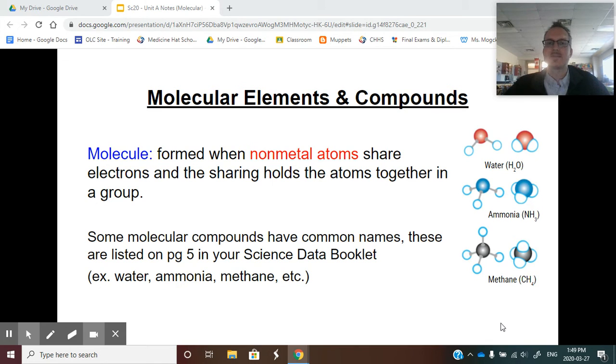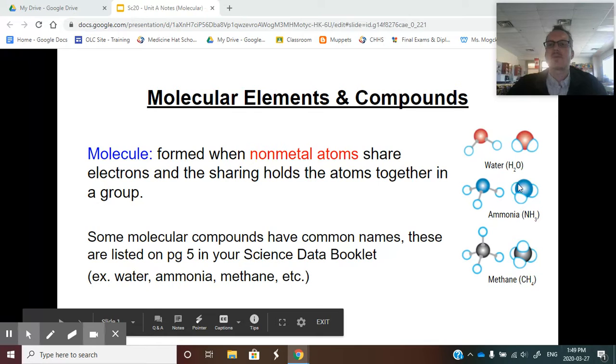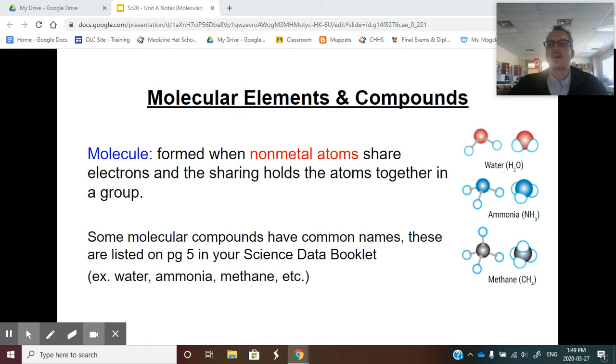So, a reminder, a molecular compound is when we have two nonmetals that share electrons, meaning their valence electrons are sharing here to get full octets. Some examples of this with two nonmetals would, of course, be water. We've got nonmetal oxygen with nonmetal hydrogen, ammonia, nonmetal nitrogen with nonmetal hydrogen, and methane, nonmetal carbon with nonmetal hydrogen.